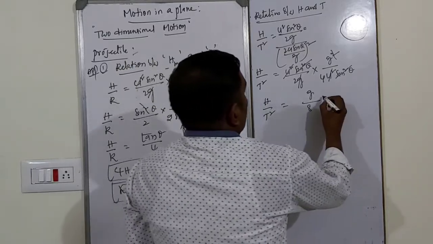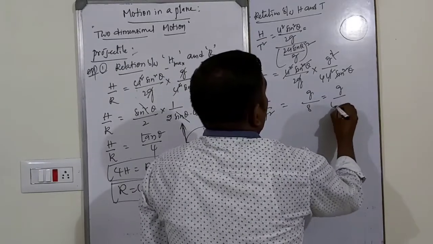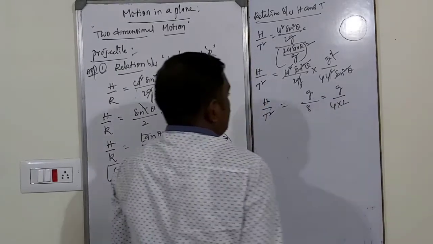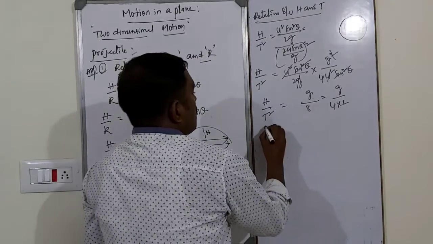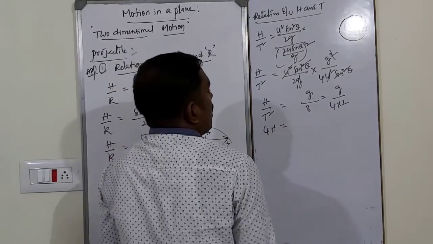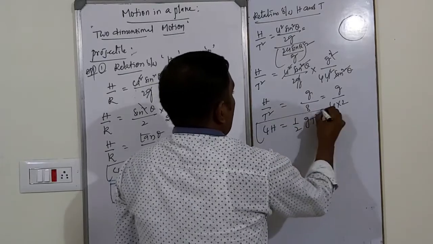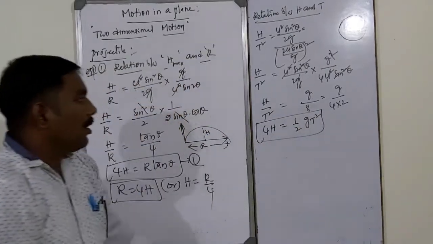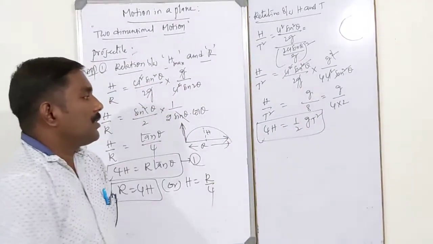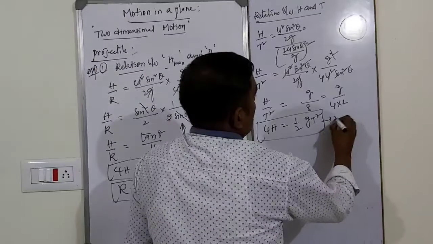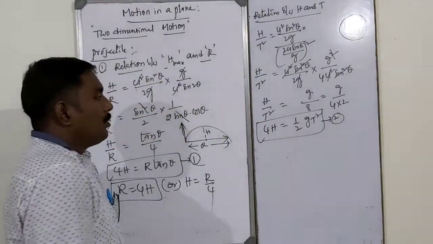So I wrote it as g by 8, cross multiplication. 4H is equal to what? 1 by 2 gT square. 4H is equal to 1 by 2 gT square. This is equation number 2.